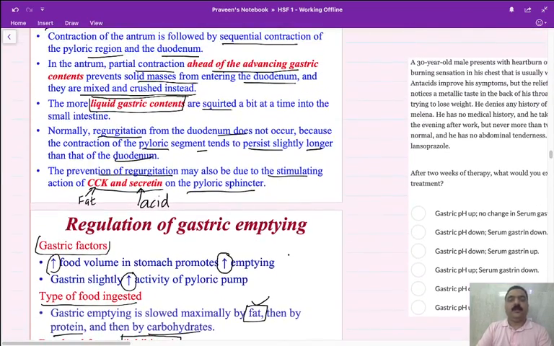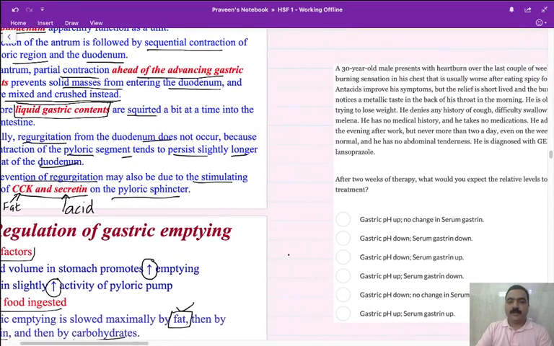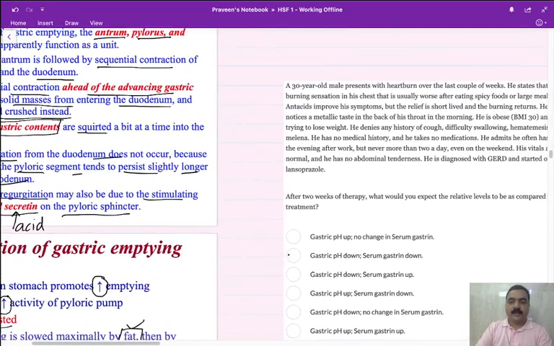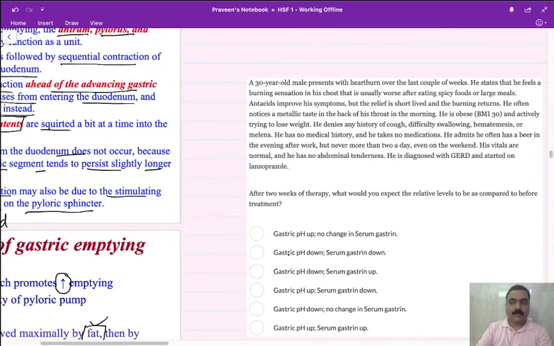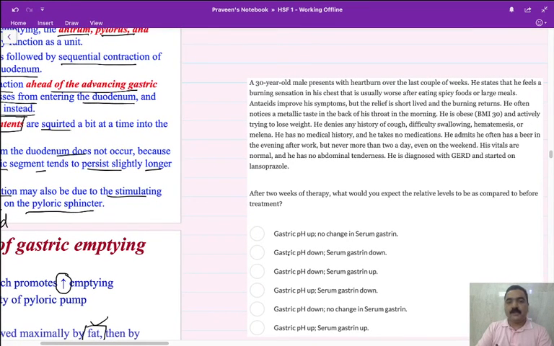Okay, so now let us go into some of the questions regarding the stomach that we have studied, now that we have completed with the stomach. So let's discuss a few questions that are very relevant for this part. Okay, so here is the first question. A 30-year-old male presents with heartburn over the last couple of weeks.